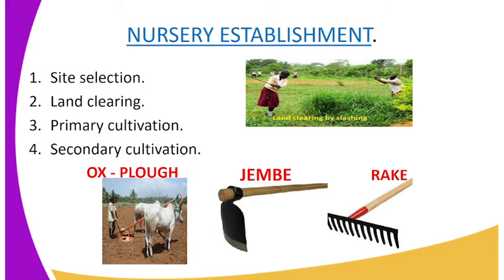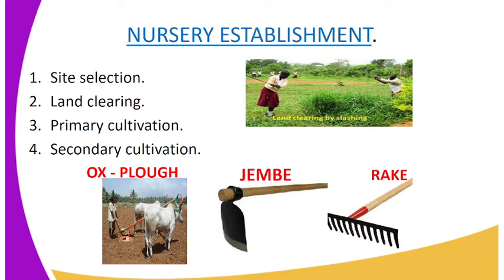And there are several tools which are supposed to be used when establishing a nursery. You can use an ox plow to carry out primary cultivation, a jembe to carry out primary cultivation, and a rake for soil leveling.